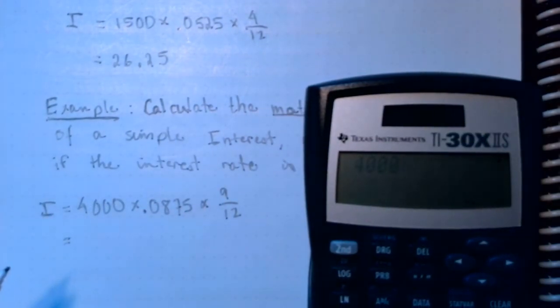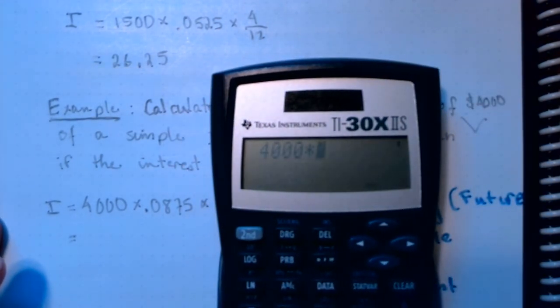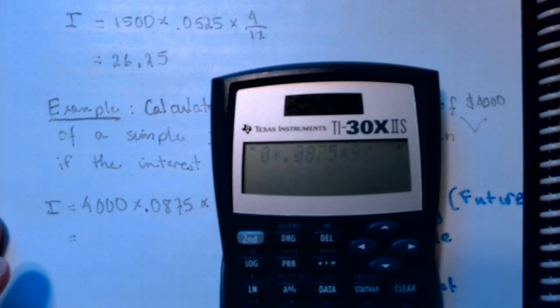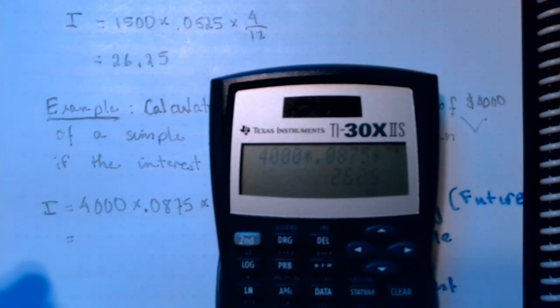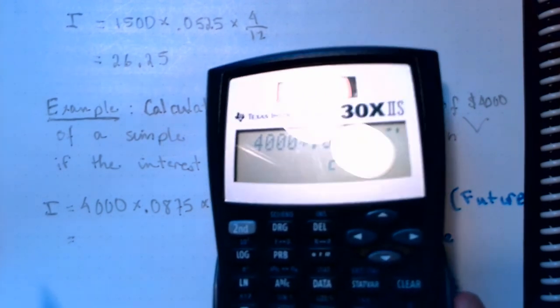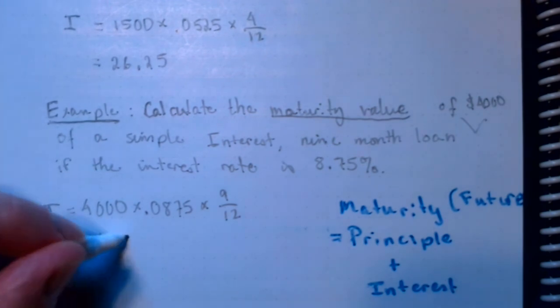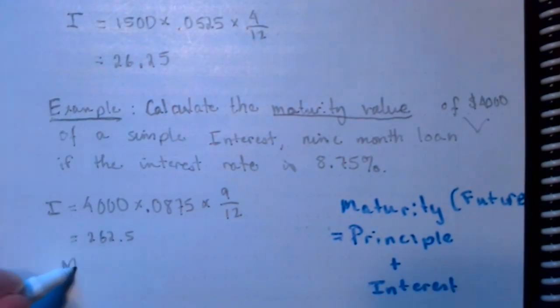4,000 times 0.0875 times 9 divided by 12, because it was a 9-month loan. We press enter. 262.5. Okay, $262.50. Okay, so that is the interest.